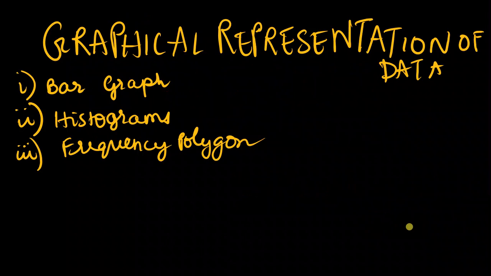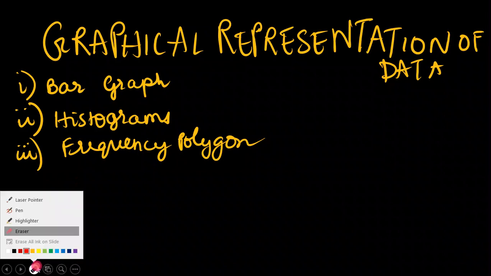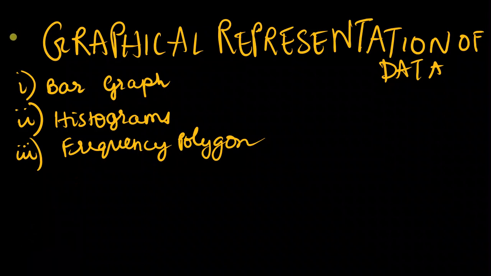Now in this session we are going to be seeing about the graphical representation of data and the measures of central tendency. These are the two main things which we are going to be seeing, and under this we have subtopics which I will be discussing in detail as well in this session. So let's get started. First of all, graphical representation of data.